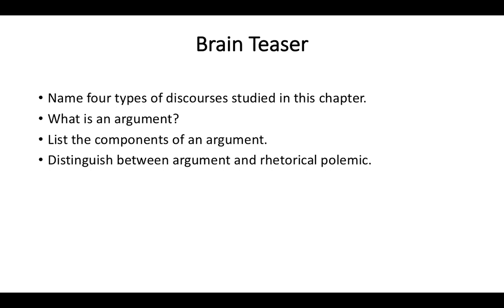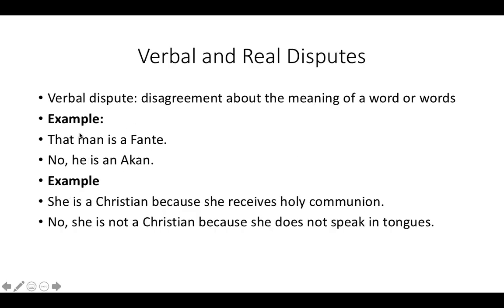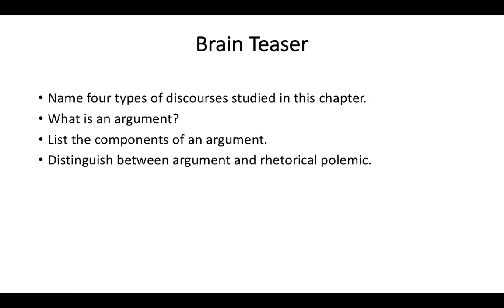The argument is surrounded by a collection of reasons, while the rhetorical polemic is surrounded by emotive expressions. Okay, so in an argument, the conclusion is surrounded by reasons. But in a rhetorical polemic, a claim is surrounded by emotive expression. So I think that's perfect. That's fine.